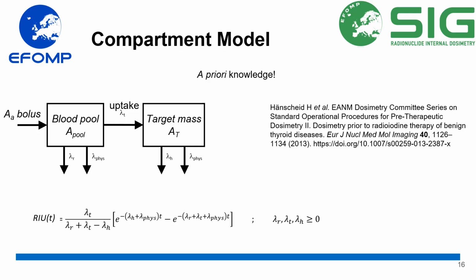An example of a compartment model which uses structural a priori knowledge is shown here. This is just the EANM SOP for pretherapeutic dosimetry of benign thyroid diseases. I will not discuss the model in detail here, but you see there is a structure assumed for the model and all the parameters are positive and so on. So there is a lot of a priori knowledge in this compartmental model.